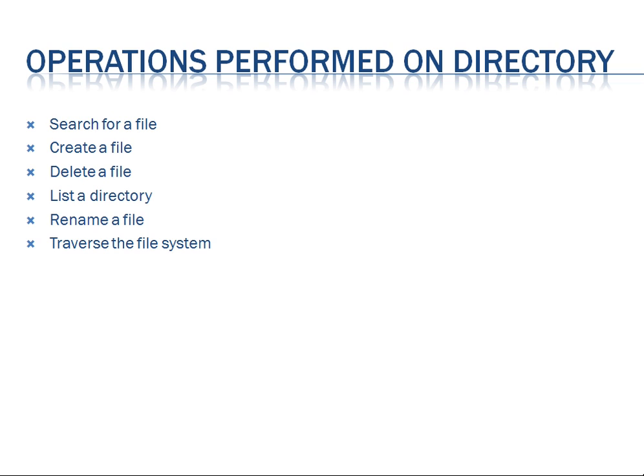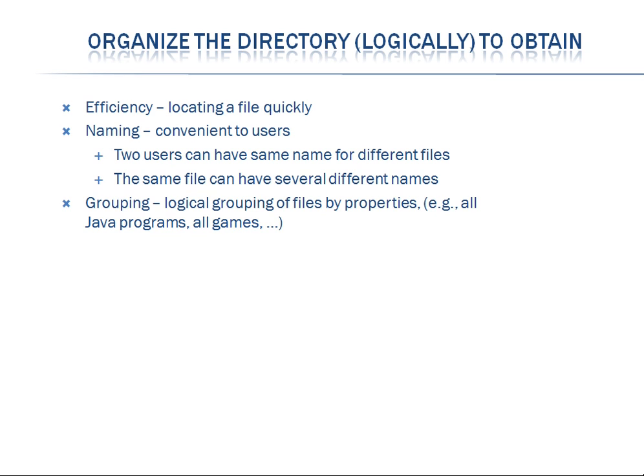Then list a directory. Just list out how many files are there in a particular directory. Then renaming a file is also an operation, because the directory has to update its information about a file whose name is being changed. Then traverse the file system. So these are the operations that are performed on a directory.